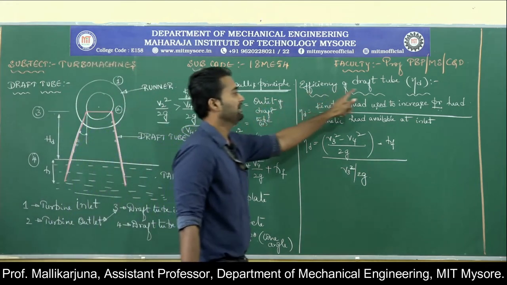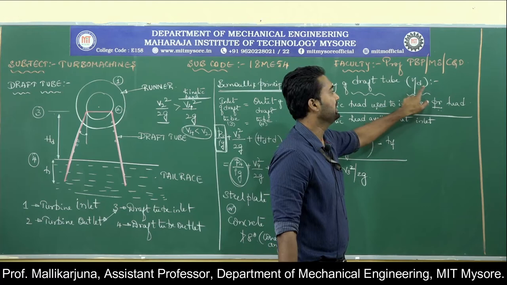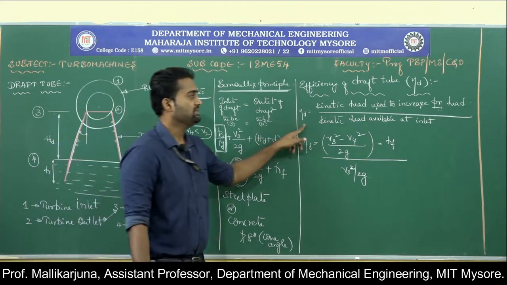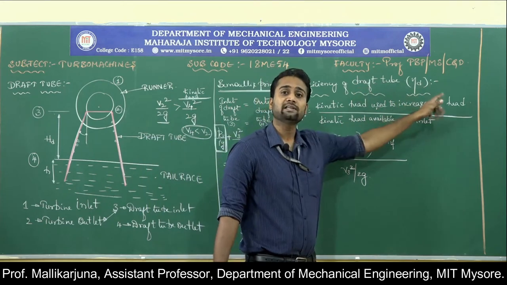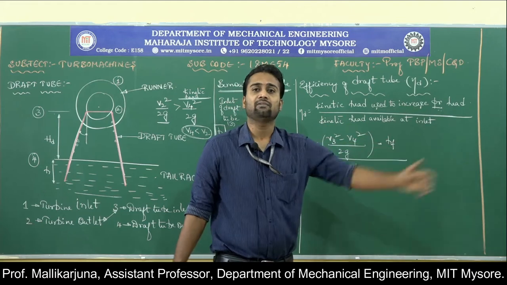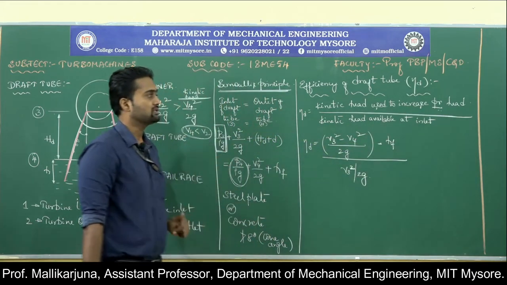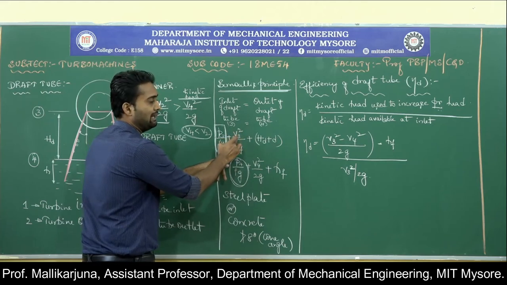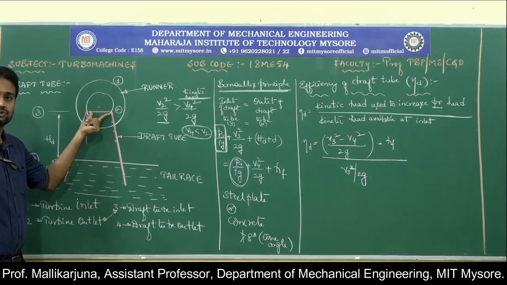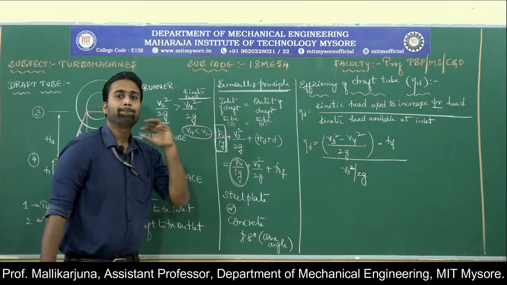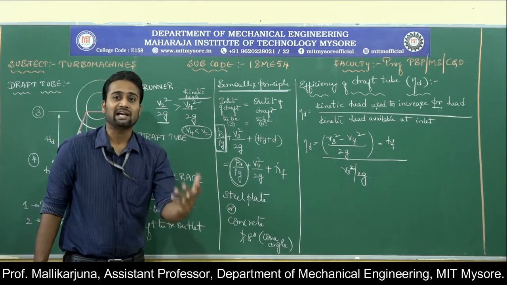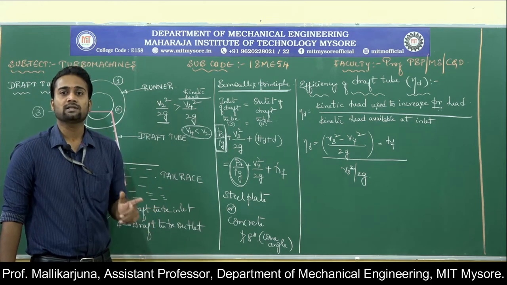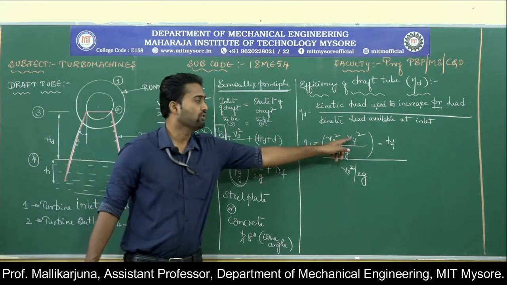If you want to look at the efficiency of the draft tube, efficiency is denoted by eta suffix d. D stands for draft tube. If we want to look at the efficiency of the draft tube separately, then efficiency is defined as the kinetic head which is used to increase the pressure head, divided by the kinetic head available at the inlet portion of the draft tube. Try to understand that. V3 square by 2g is the kinetic head which is available at the inlet of the draft tube. In this V3 square by 2g, part of the kinetic head at the inlet is utilized to raise the pressure head. And after raising the pressure head, the kinetic head which is possessed at the outlet is nothing but V4 square by 2g.